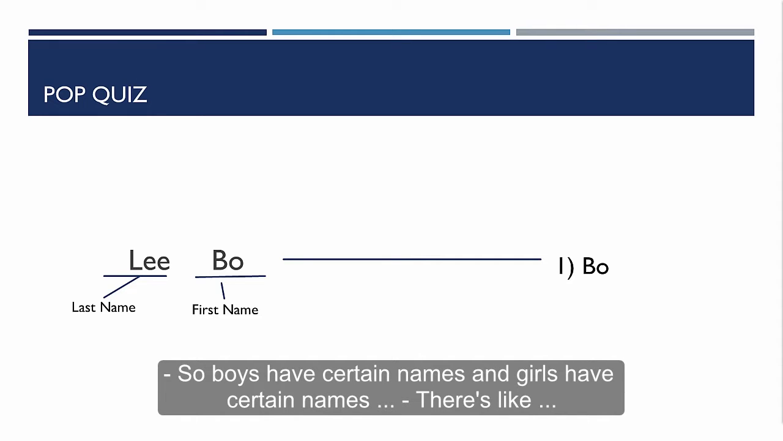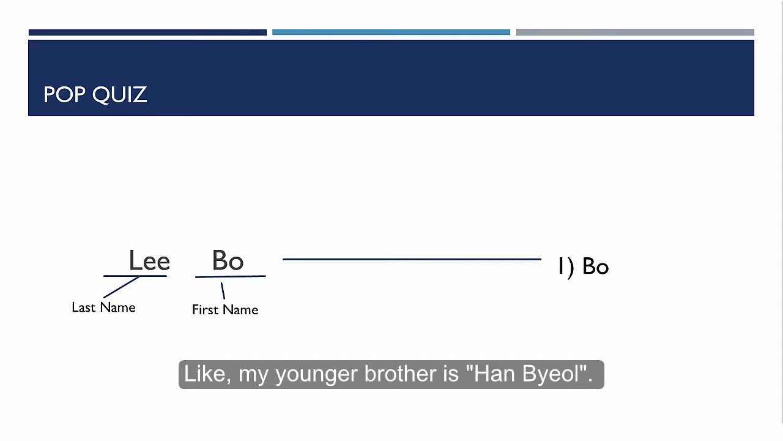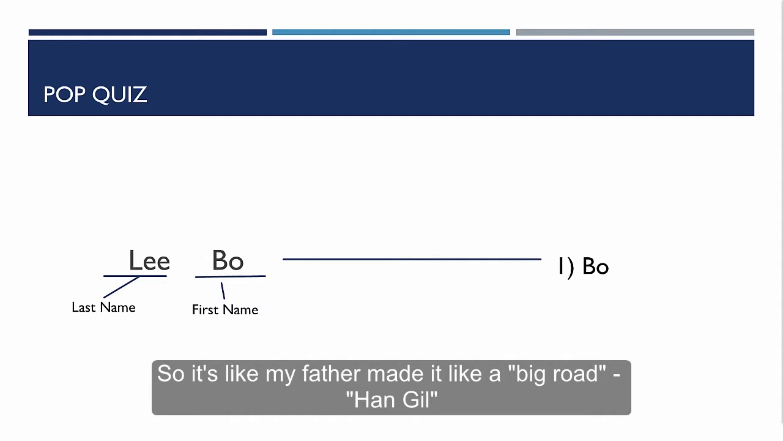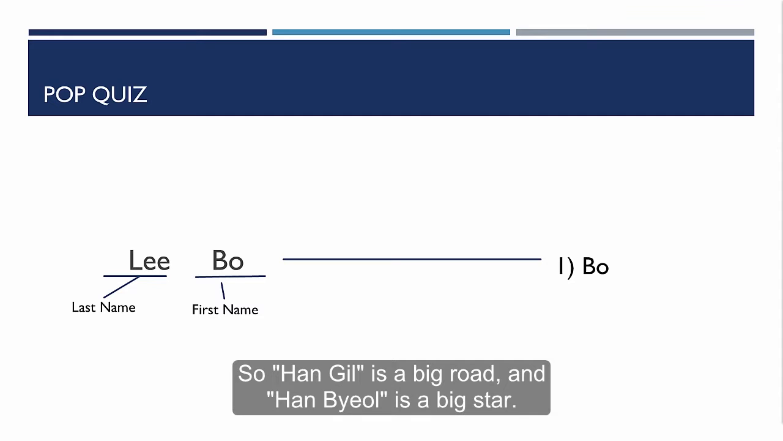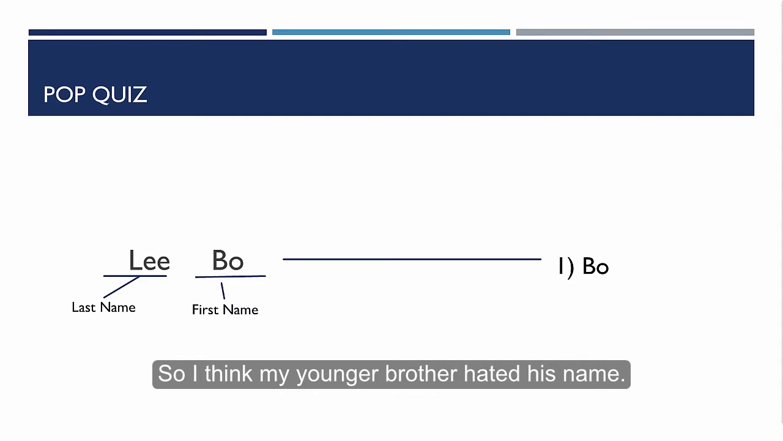Yes. Do Korean names have gender as well? So boys have certain names and girls have certain names? Like Michael, Dave, popular names. My younger brother is Han Gil. Gil is a road. So my father made it like a big road, Han Gil. Han Gil is a big road, and Han Gil is a big star. But there are thousands of Han Gils, and women are using Han Gil too. So I think my younger brother hated his name.